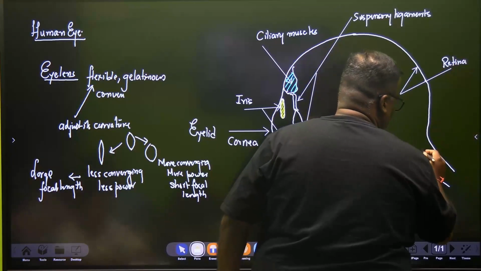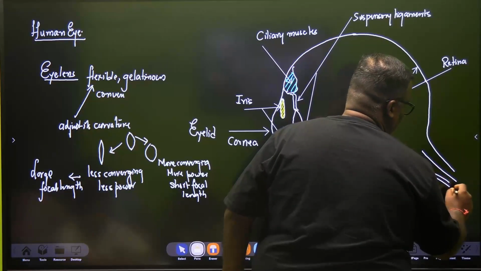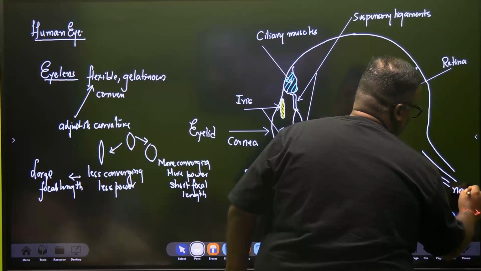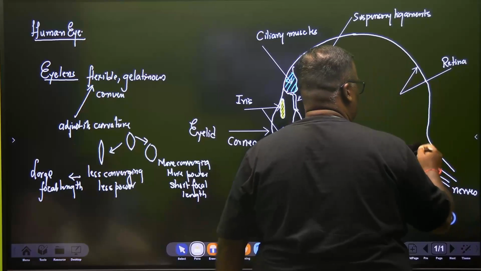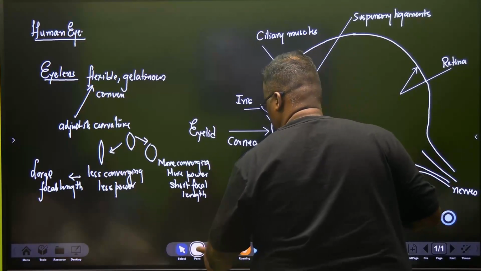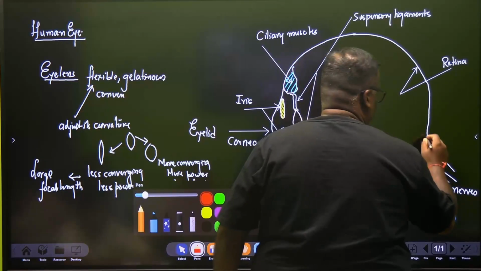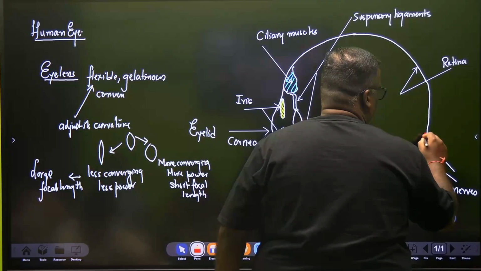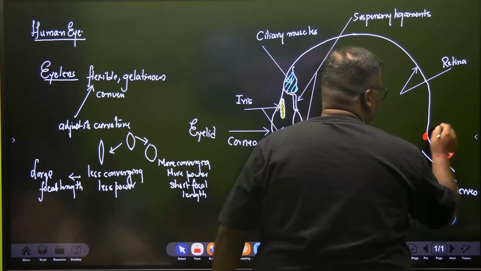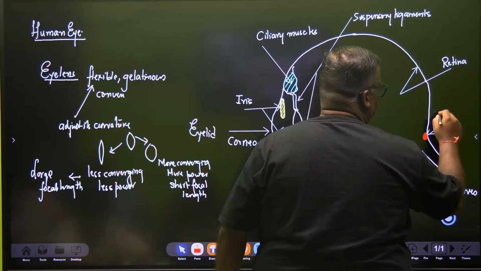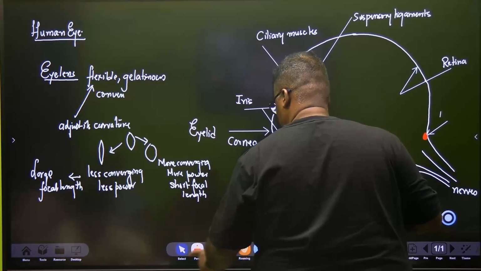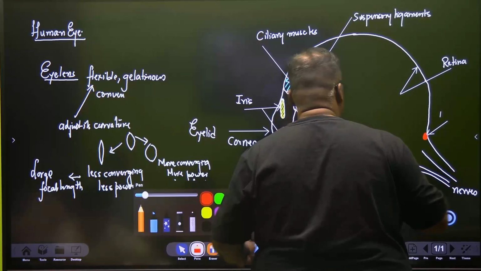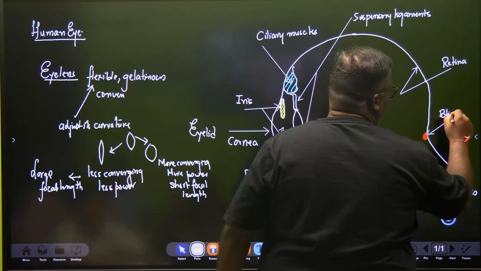And then from here we will be having our optic nerves, which are actually going to your brain. And in every eye, we will also have something which is known as a blind spot. There will be a spot, and this spot is known as the blind spot. Just write till this much, and then we discuss further.